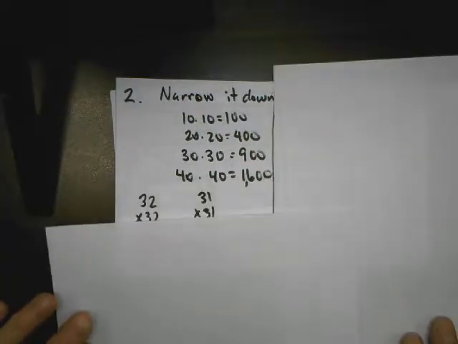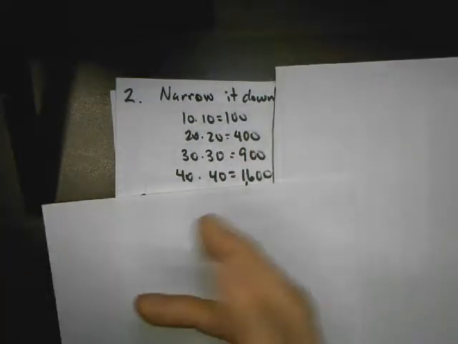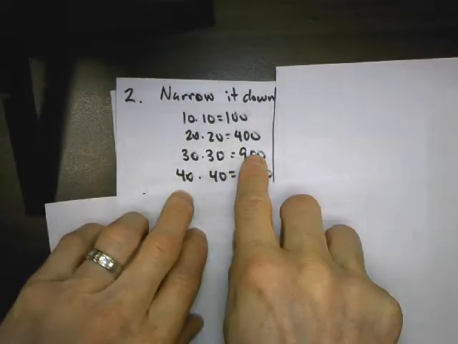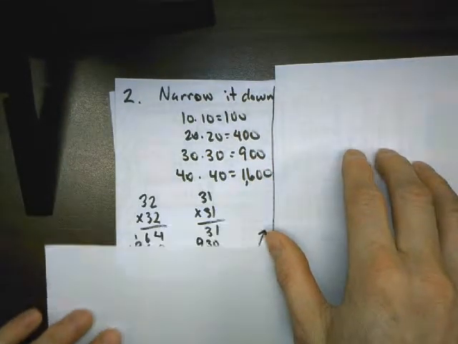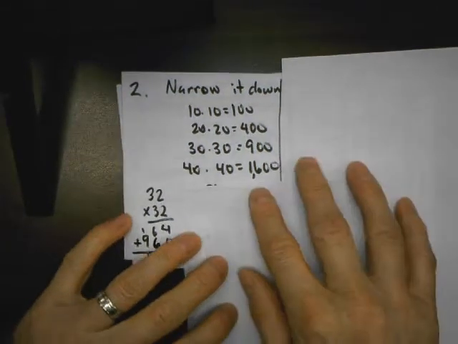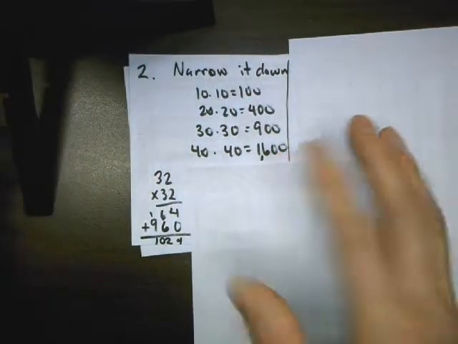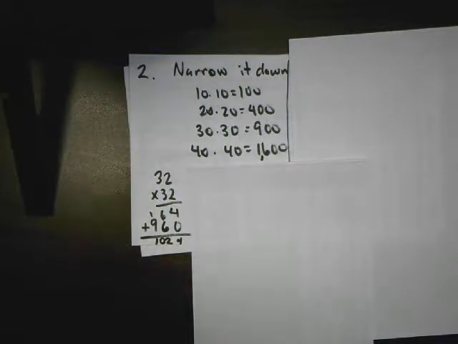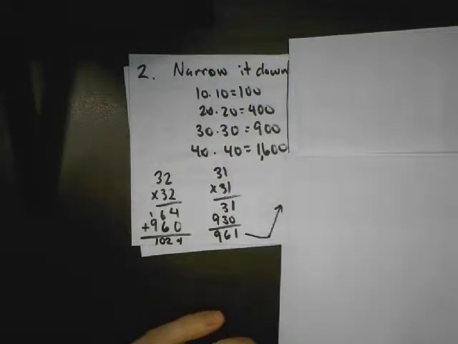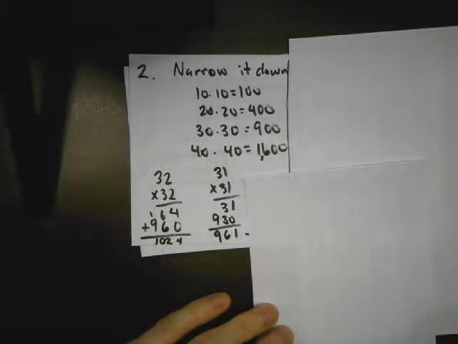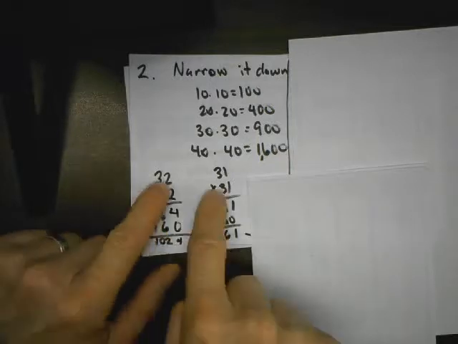Okay, so what I do then is I start to narrow it down. I ask myself, which one is it closer to? 1,000 is closer to 900 than 1,600. So pretty close. So I'll start guessing and checking, right? Maybe it's closer to 30. Maybe I'll try 32. If I go 32 squared, I get 1,024. That's a little too big. And then I check the next one down, 31 squared. I get 961.